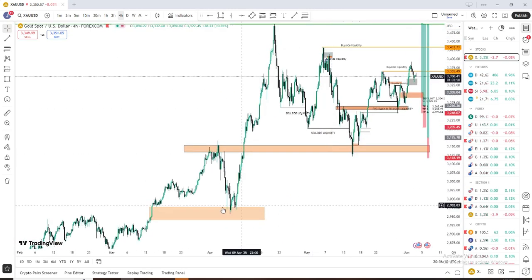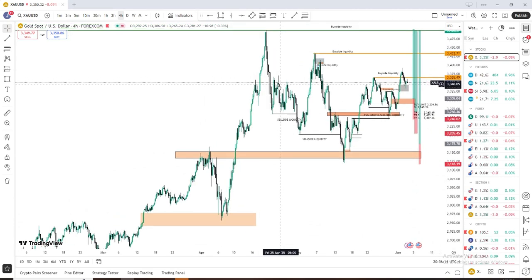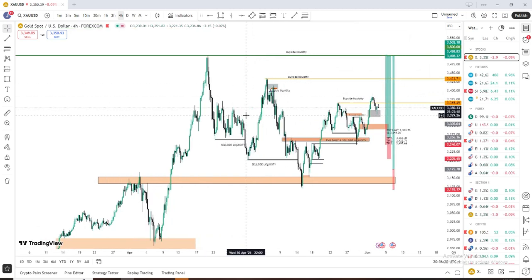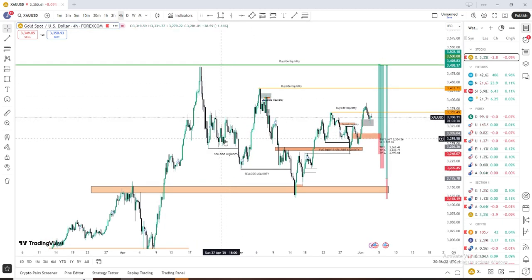You can see from here, it's been on a very, very big bullish run. And when it came here, I folded my arms. I said, I'm not going to trade this. I left it alone. Came down, did this and that.